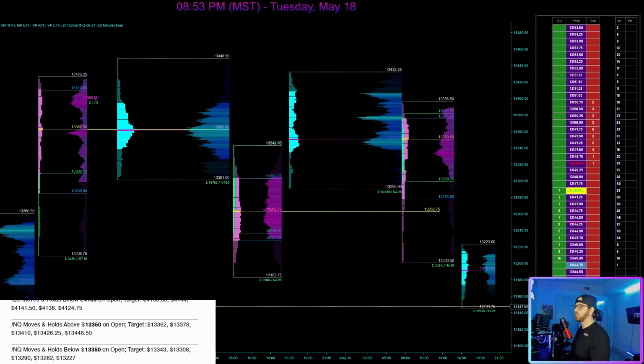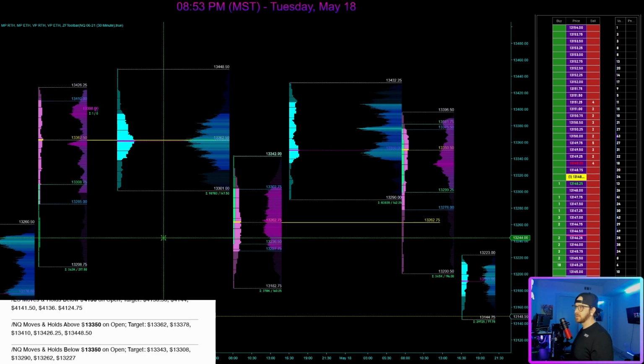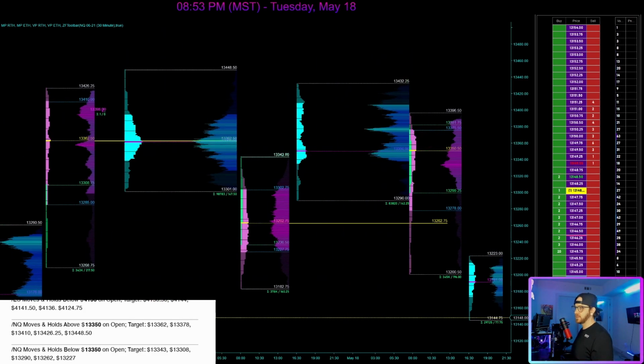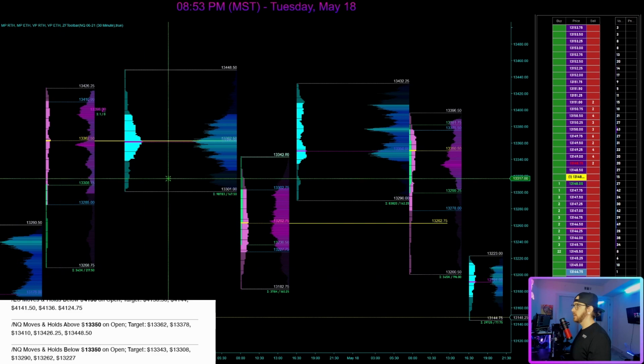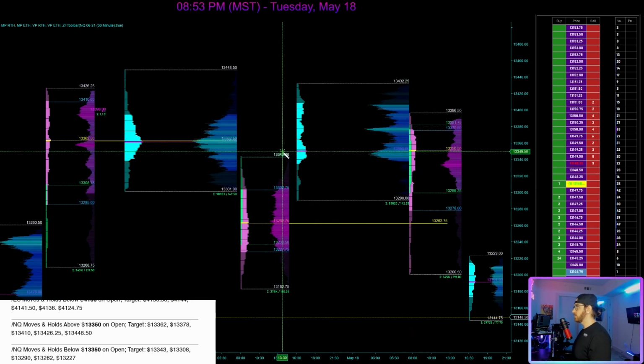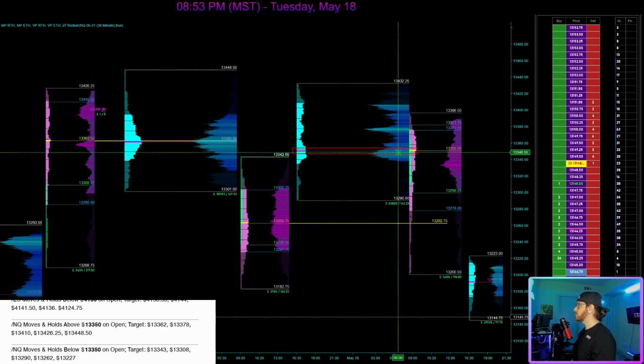So with that said, I won't take up too much more of your time. Let's get right into the NQ trade plan, or the NQ targets, and we will see how they unfolded. So line in the sand on NQ, 13,350.